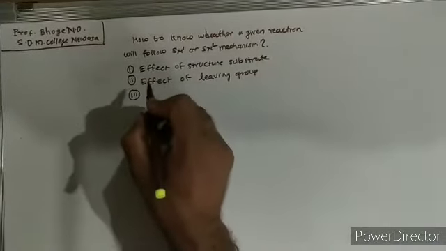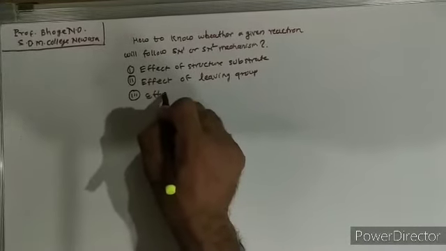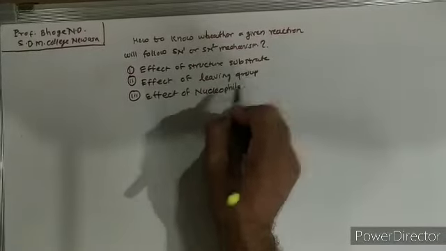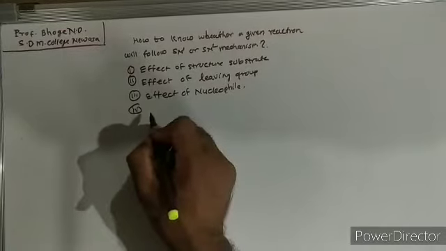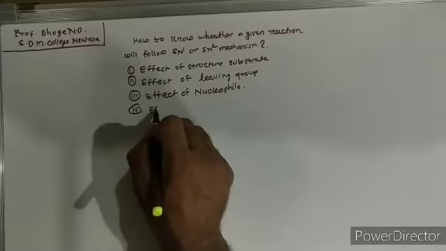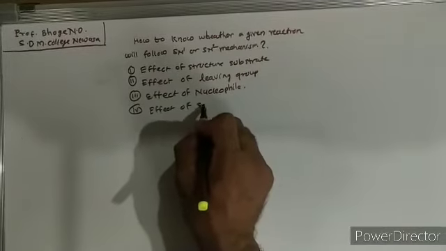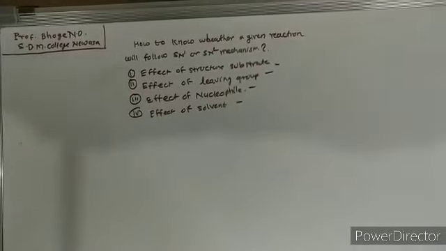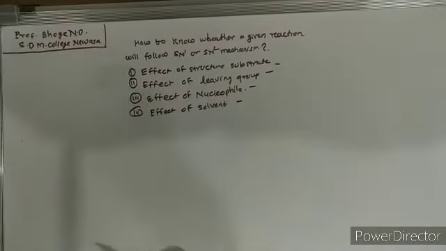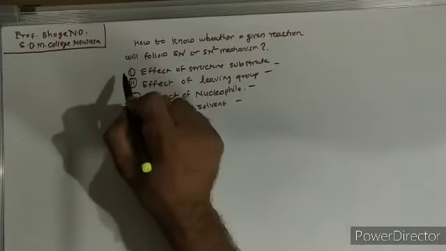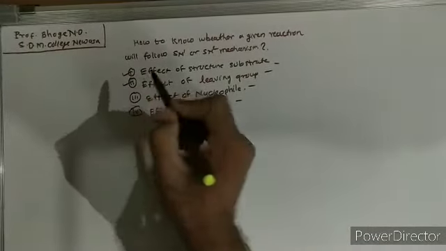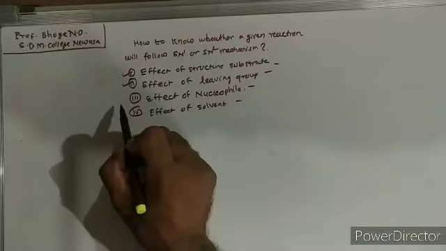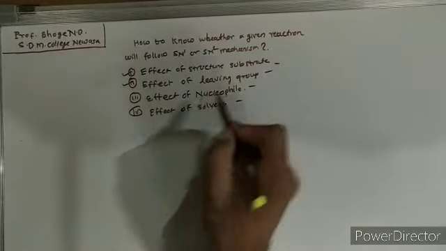The third factor is the effect of the nucleophile. The fourth factor is the effect of the solvent. So these four factors decide whether a given reaction will follow the SN1 or SN2 mechanism. Of these four factors, the first two we have already discussed, so in this video we are going to see the effect of the nucleophile.